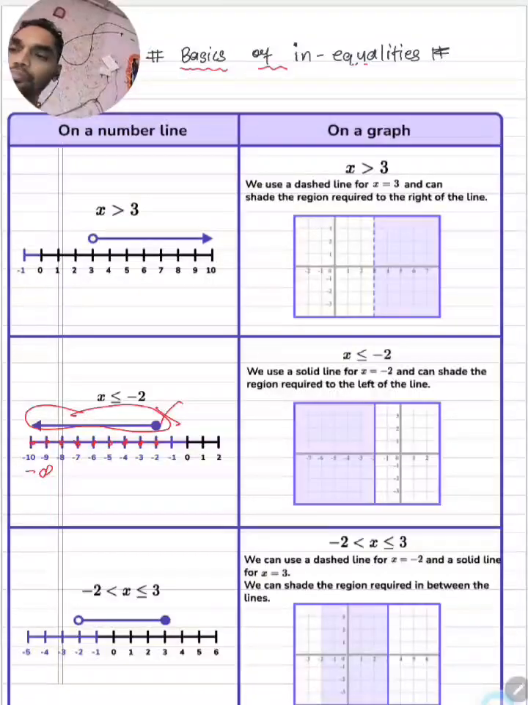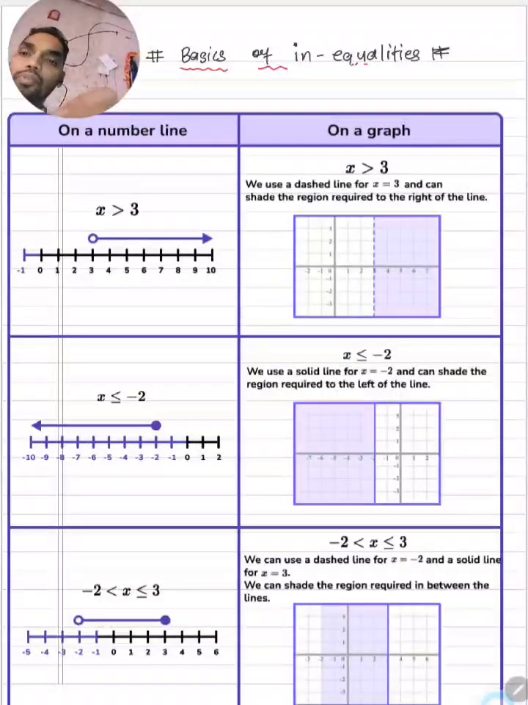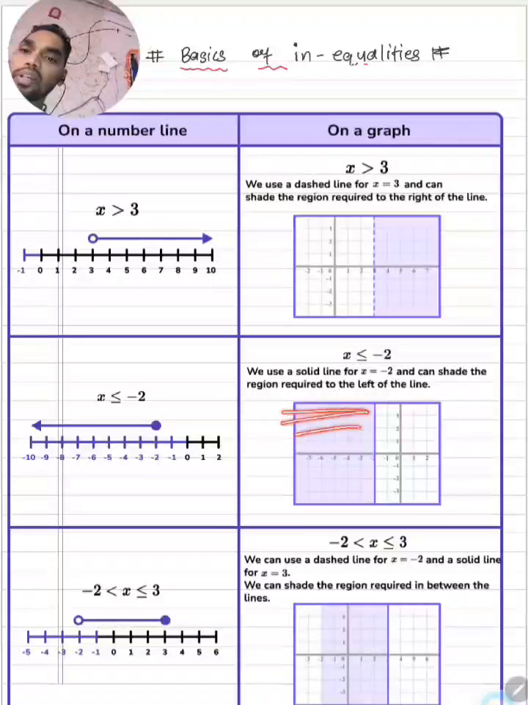Okay, and how are we going to make it on a graph? Since it has an equality sign over here, this time we need to make a solid line, not a dotted or dashed line, on -2, and all the values of x which are less than negative 2 will come on the left hand side. So we are doing the shading like this. This shading is describing all the values which are less than negative 2.